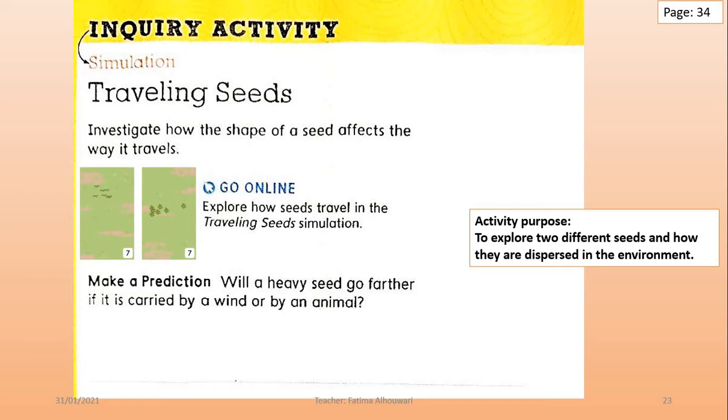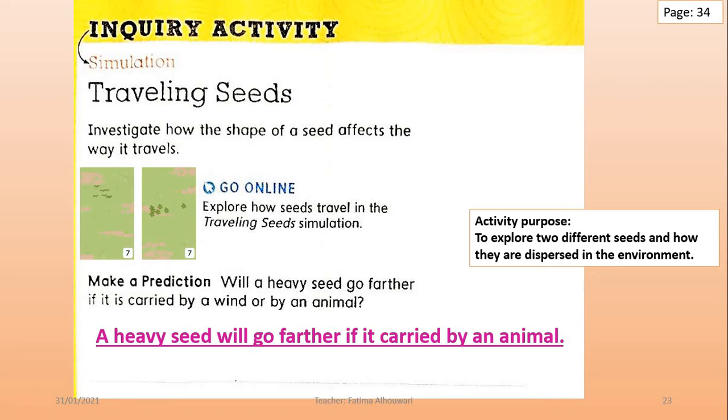Before we begin, let's make a prediction. Will a heavy seed go farther if it's carried by a wind or by an animal? What do you think, grade 2? Think about it and write your answer in this space. For me, I think a heavy seed will go farther if it's carried by an animal.